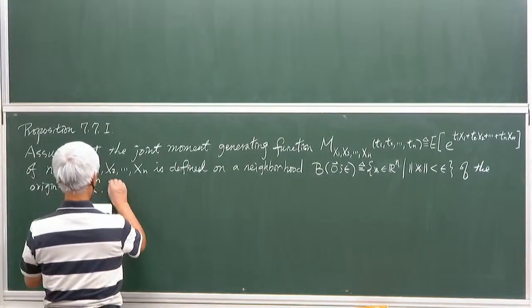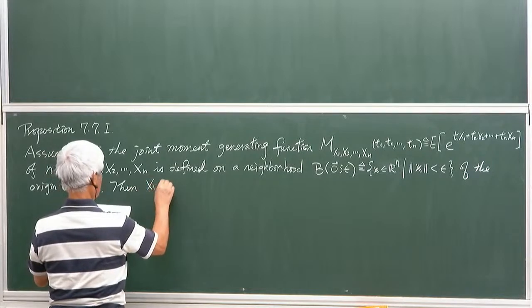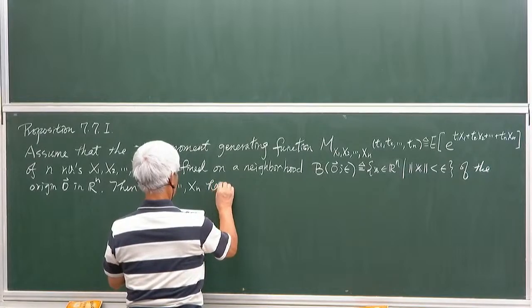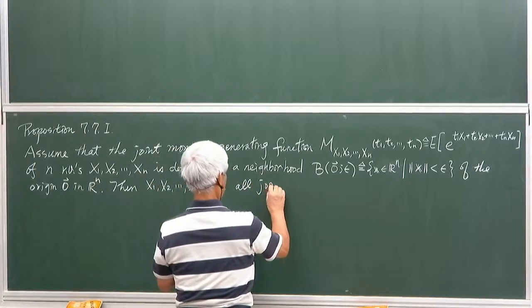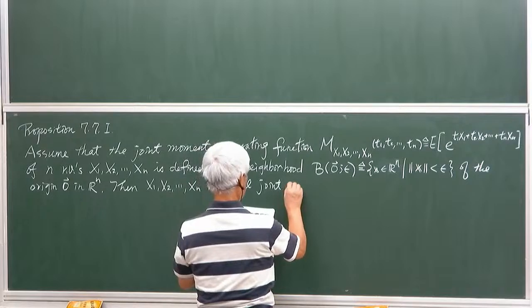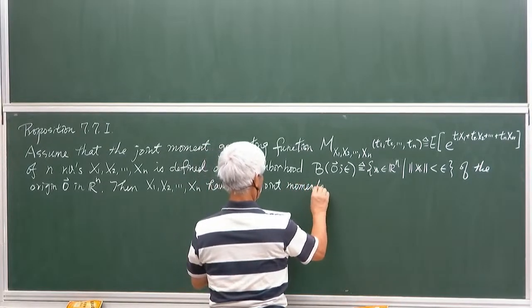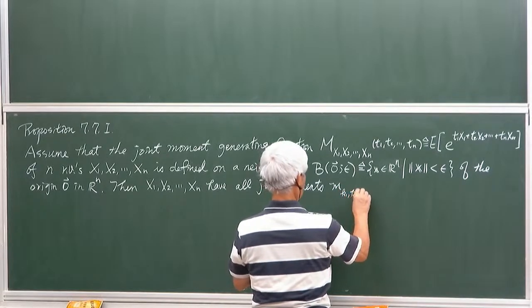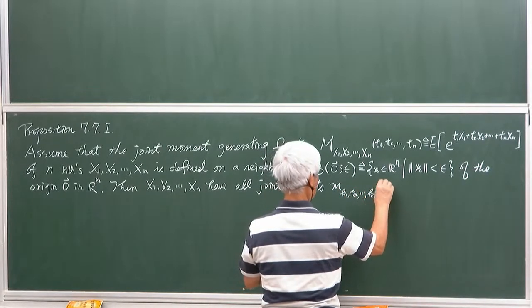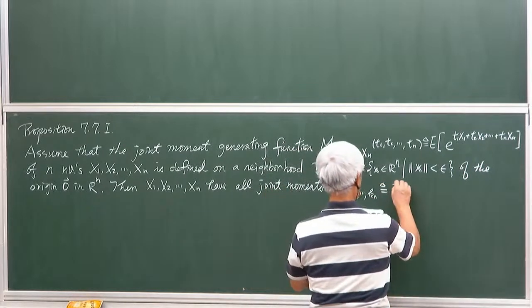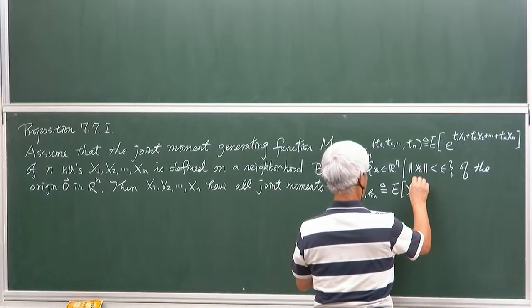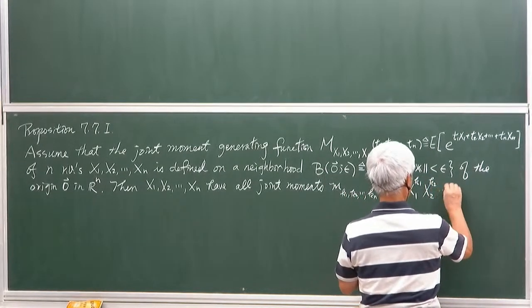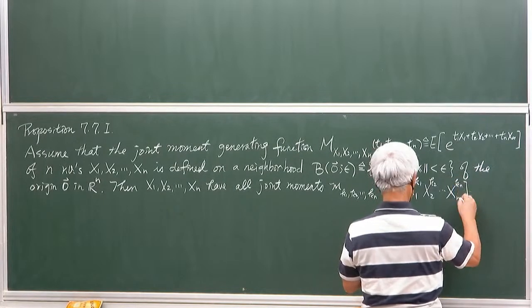Okay, then x1, x2 up to xn have all joint moments m sub k1, k2 up to kn, where this joint moment is that x1 raised to the k1's power, x2 raised to the k2's power, up to xn raised to the kn's power.